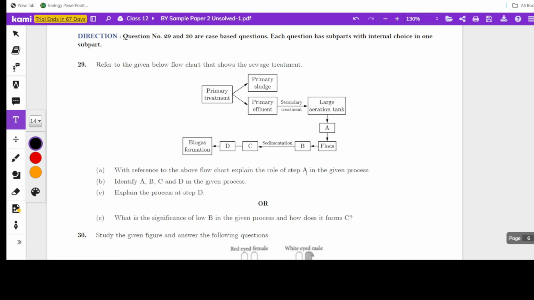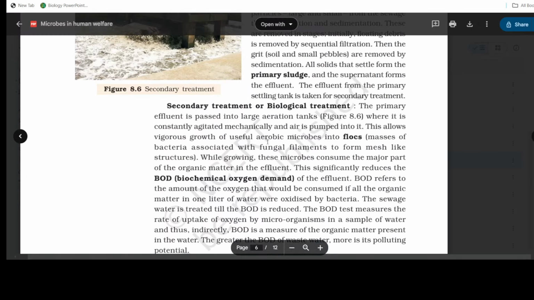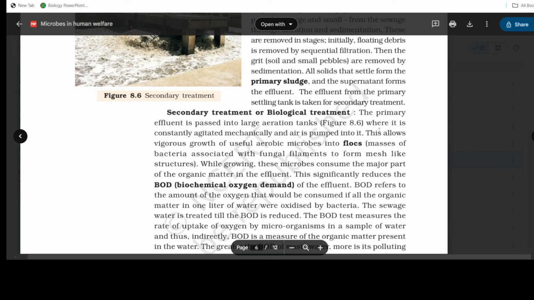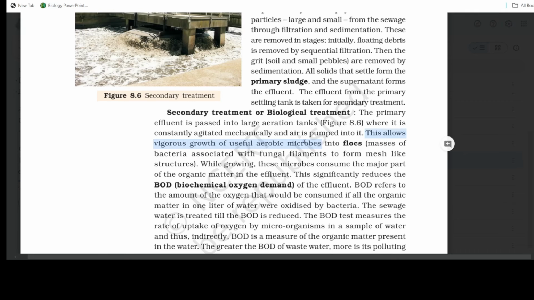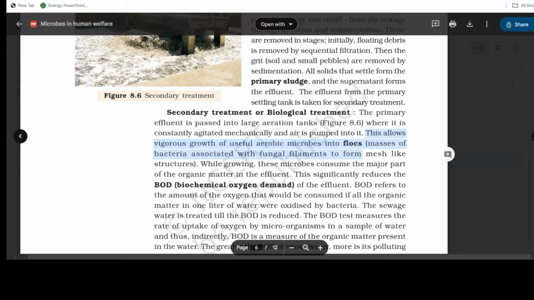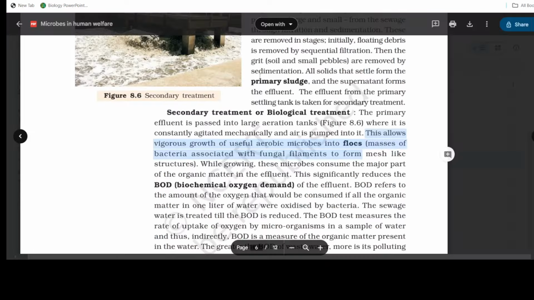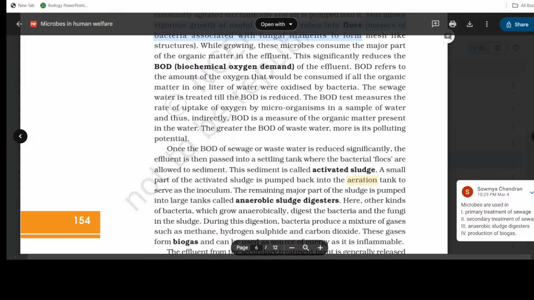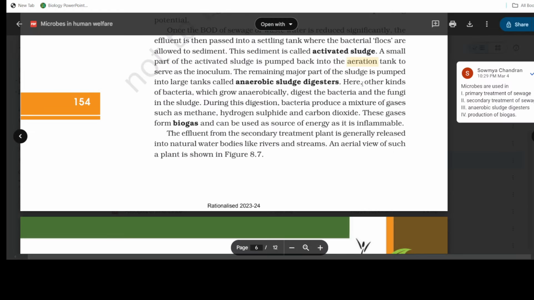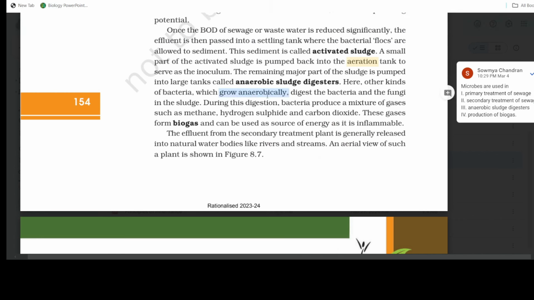Okay, let's see the question. What is the role of step A? What is step A? Mechanically agitating it. This allows the vigorous growth of useful aerobic microbes into flocs. We have to say what A, B, C and D are in the given process, then explain the process at step D, anaerobic digestion. Other kinds of bacteria which grow anaerobically digest the bacteria and fungi in the sludge during this digestion.